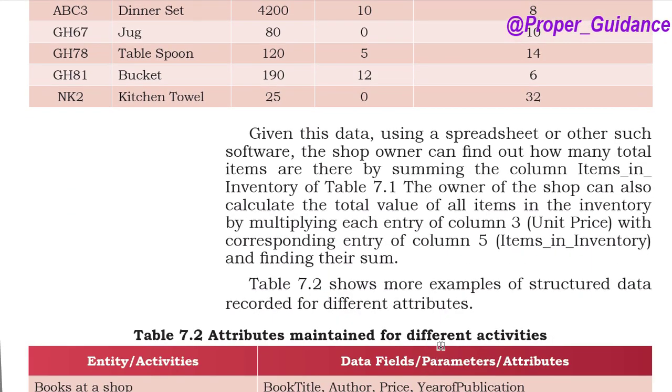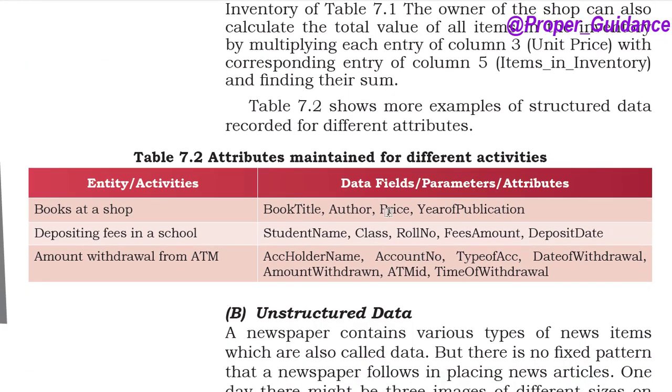Given this data, using a spreadsheet or other such software, the shop owner can find out how many total items there are by summing the column items in inventory, like this. And here are attributes maintained for different activities, entities and data fields: books at a shop have book title, author, price, year of publication; depositing fees in a school has student name, class, roll number, fees amount, deposit, all these things.